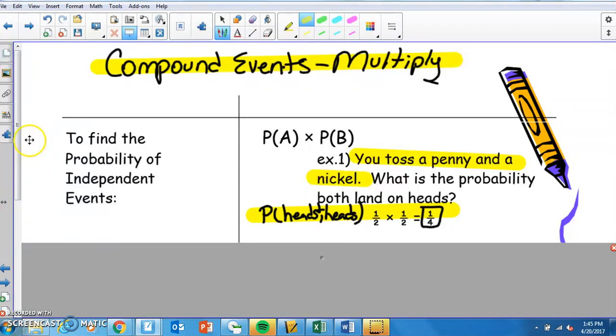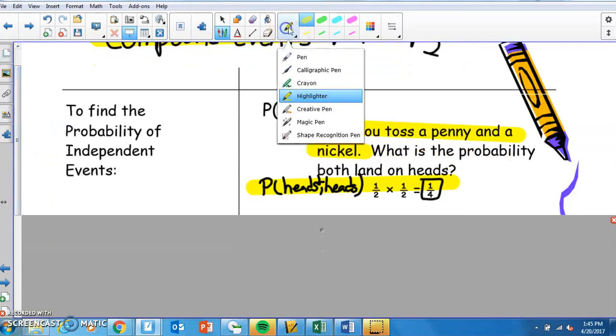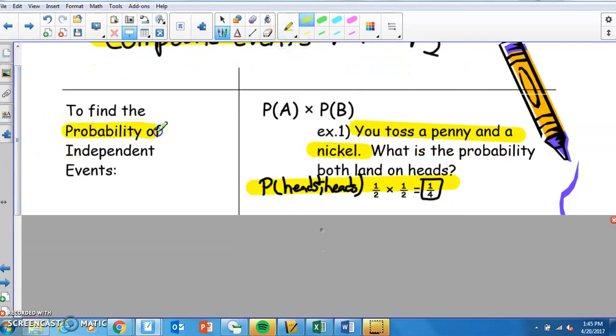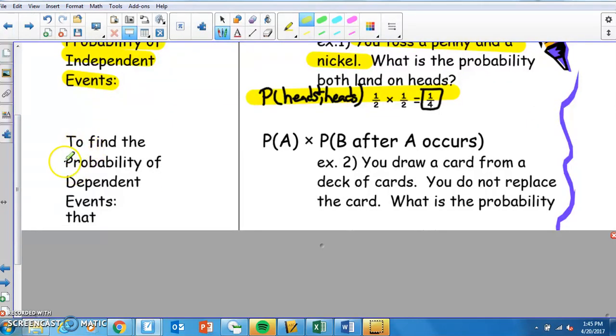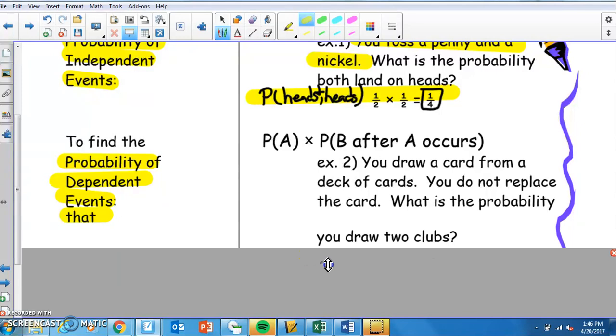All right, let's now look at an example. First of all, go ahead and copy this so that you know that is an independent event. Let's now look at an example of dependent events. All right, so let's say we draw a card from a deck of cards. We do not replace the card. What is the probability? So let's think about this. You have a deck of cards.